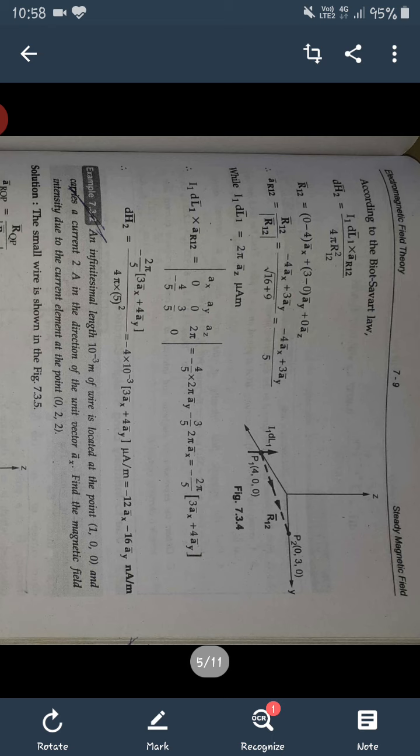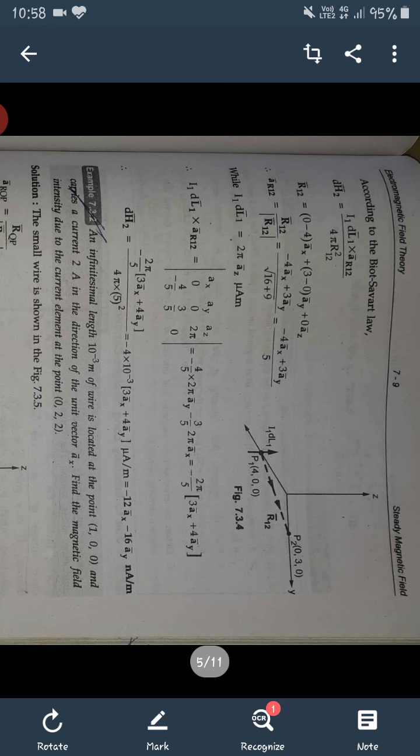Therefore aR12 will be equal to the R12 vector divided by the magnitude of R12. So you will get minus 4ax plus 3ay, divided by 5. While I1 dl1 is given as 2 pi az microampere meter. So now you have to find I1 dl1 cross aR12. That is a cross product, and already you studied how to do the cross product.